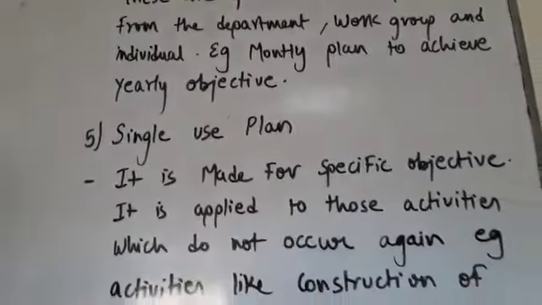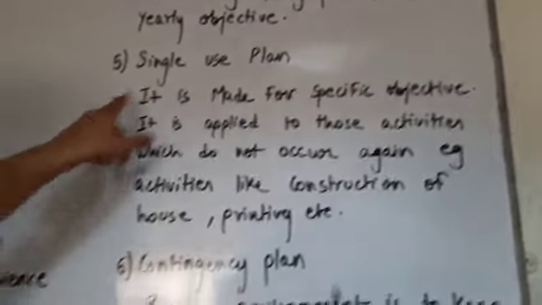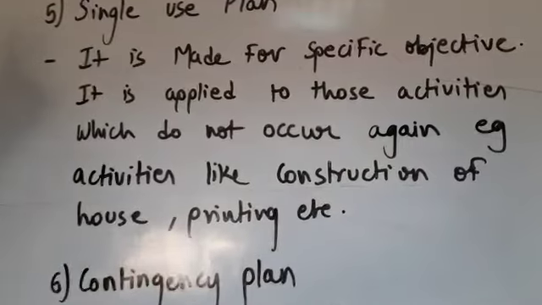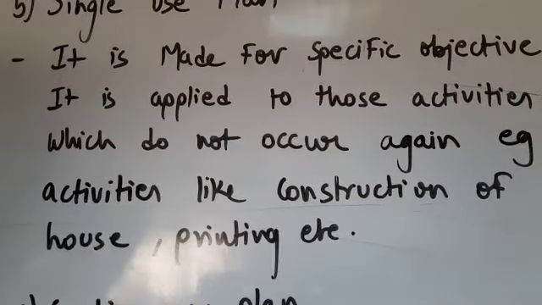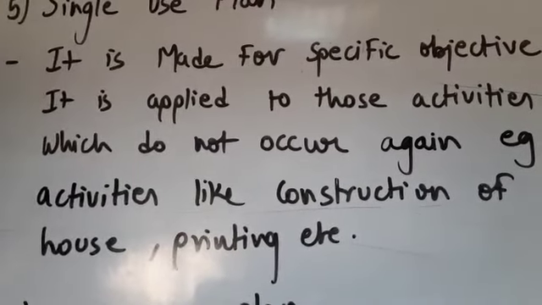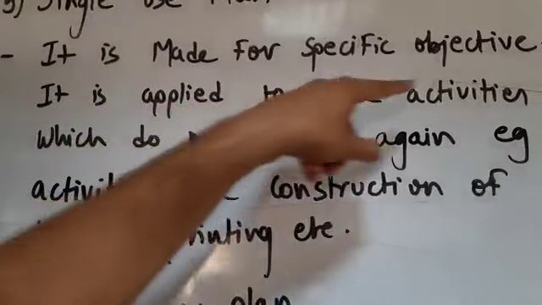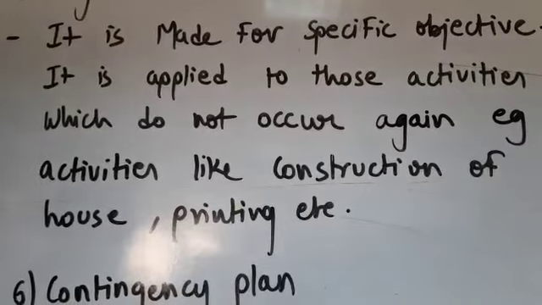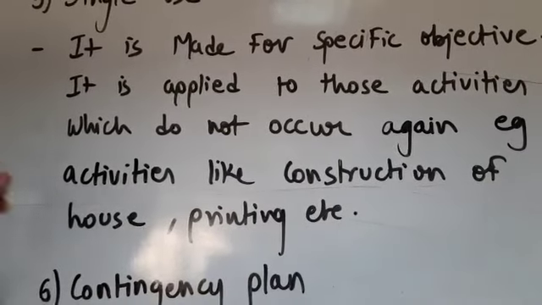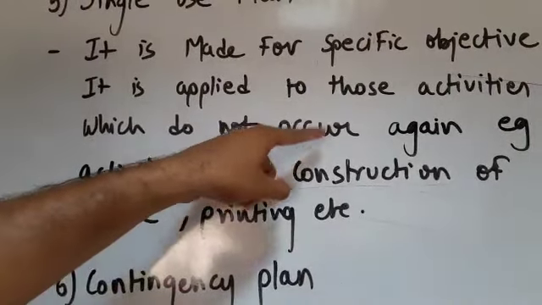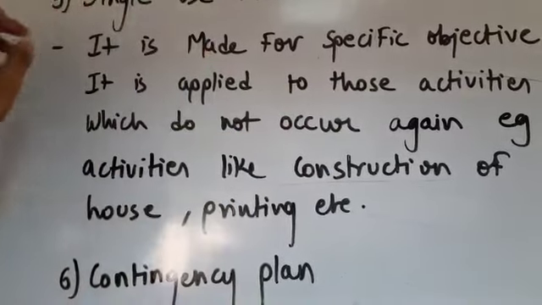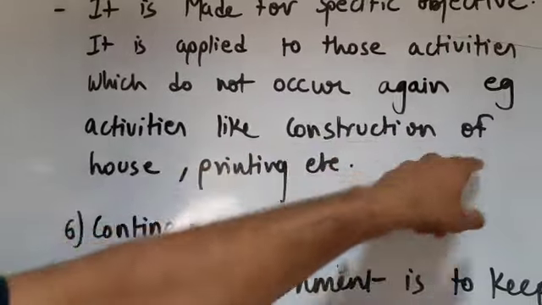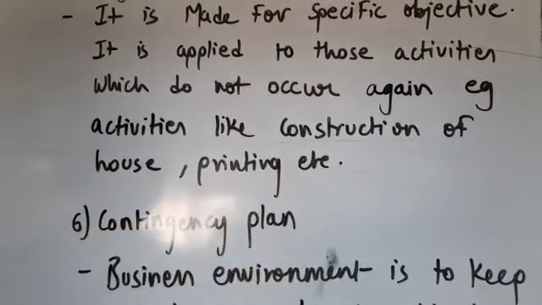Now let's see the single use plan. It is made for a specific objective. It is prepared only once. It is applied to those activities which do not occur again, which are not repetitive in nature. For example, activities like construction of a house, printing, etc.